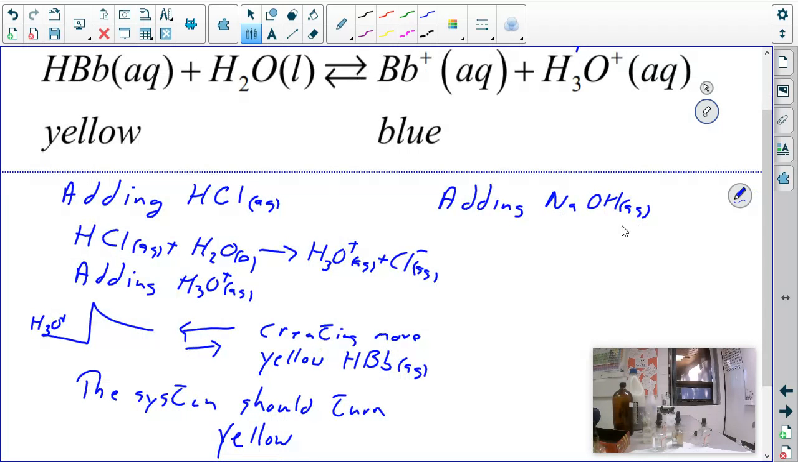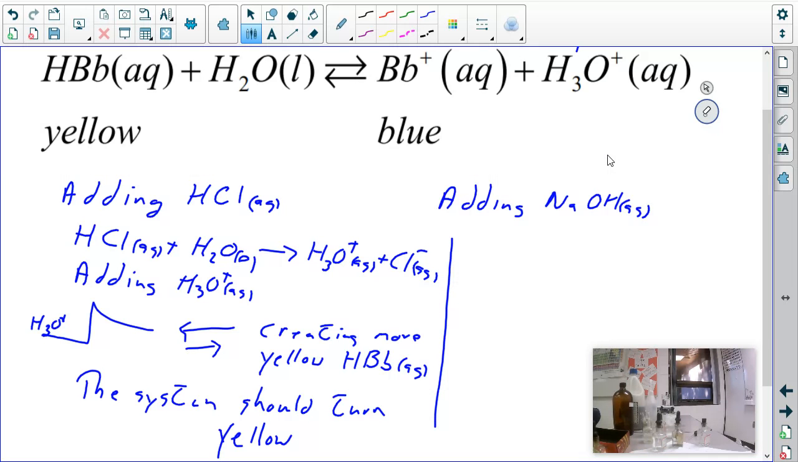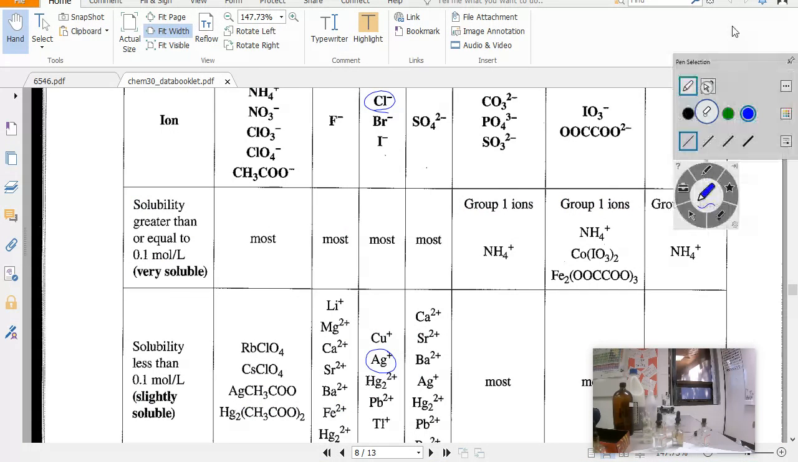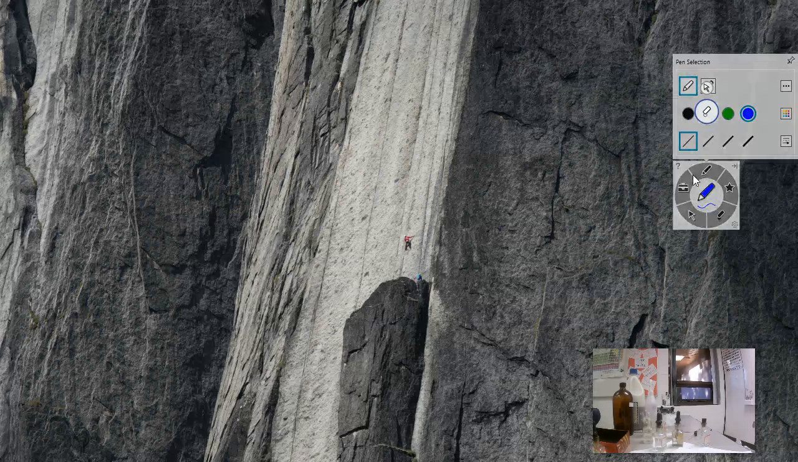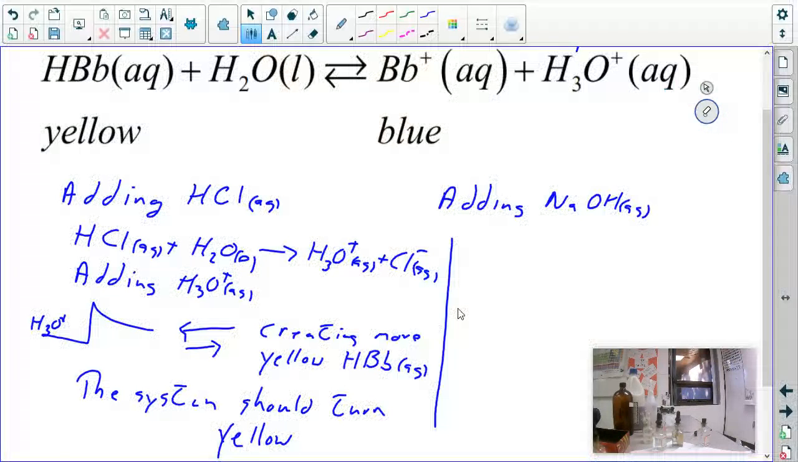Now, adding NaOH. What does NaOH do? There's no NaOH anywhere in this. So, again, we have to think of this as... Sorry. Adding NaOH, well, what we're actually adding is the sodium ion and the hydroxide ion. Okay.